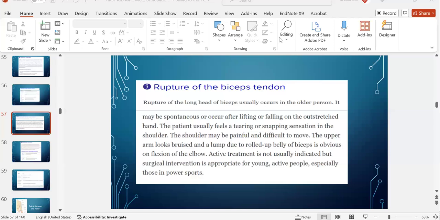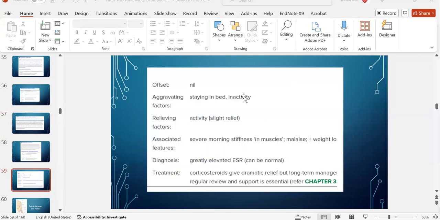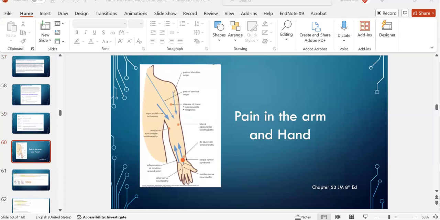Okay. All good, guys. So that will be the end of tonight's session. Next class, we will start with the painful arm and hand. Still, there is a lot to discuss. We haven't even finished the upper limb. Then there is the lower limb. It's a lot to go through. Any question?